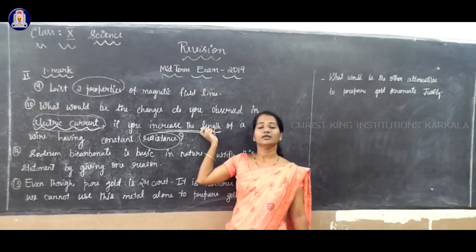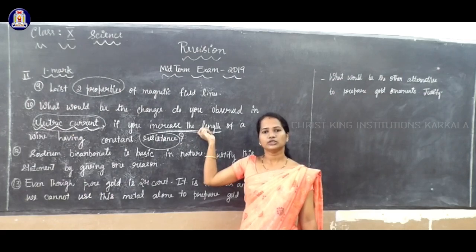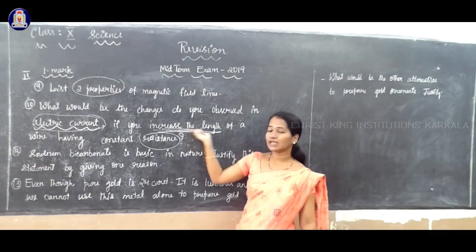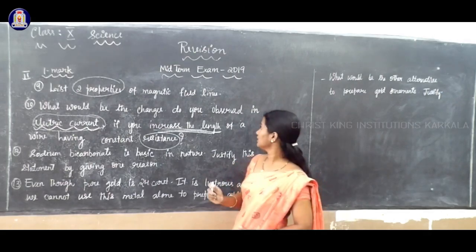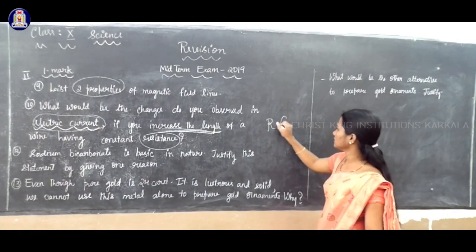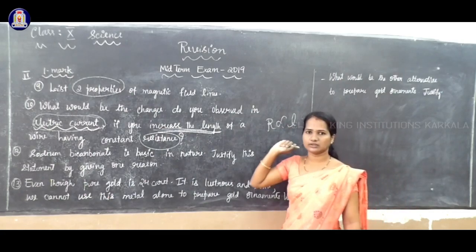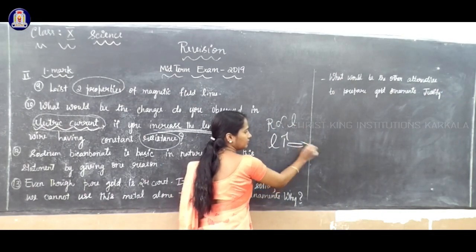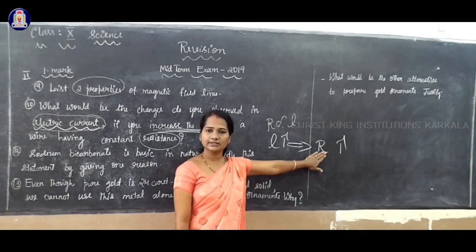We have studied the factors affecting resistance: length, area of cross section, nature of the material and temperature. So, when the length increases, resistance also increases. Resistance is directly proportional to length. Even though they say constant resistance, R is proportional to length. As the length increases, resistance also increases. So here the length is increasing, and at the same time resistance is increasing.